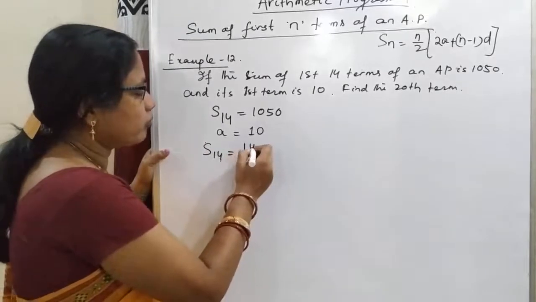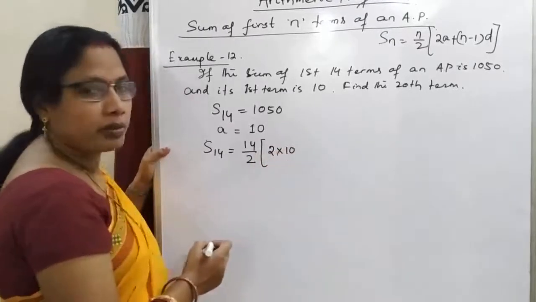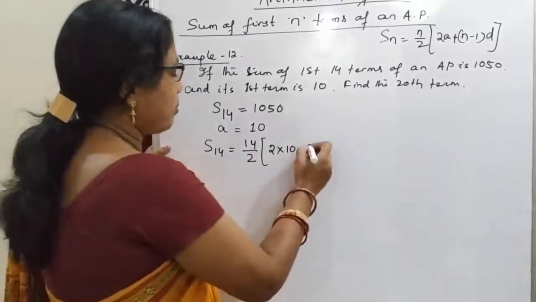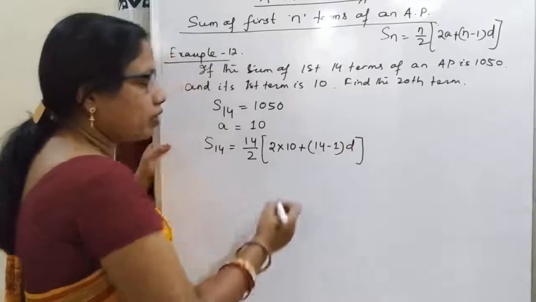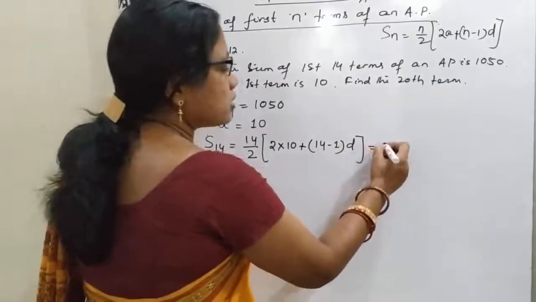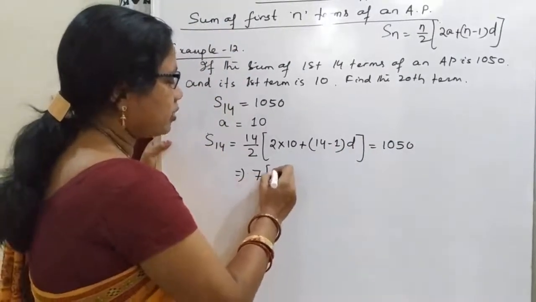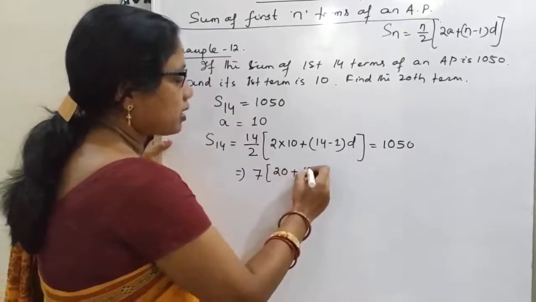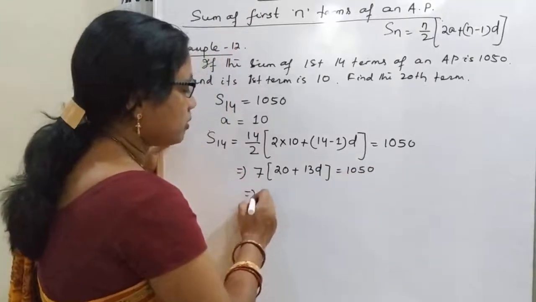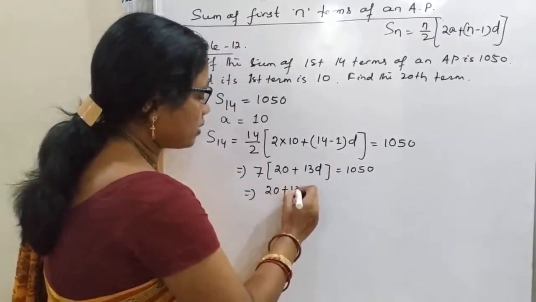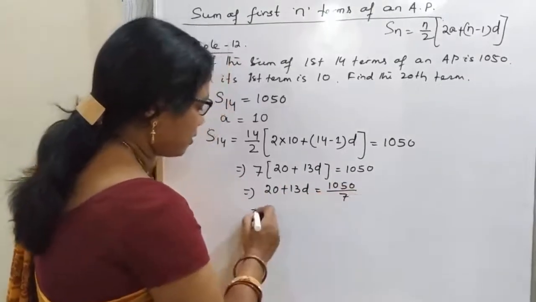S14 is equal to n by 2, 14 by 2 whole into 2a, 2 multiplied with 10 plus n minus 1, 14 minus 1 into d. d is not given, we have to find the value of d. So this is equal to 1050. So this implies 7 multiplied with 20 plus 13d is equal to 1050. So this implies 20 plus 13d is equal to 1050 divided by 7.